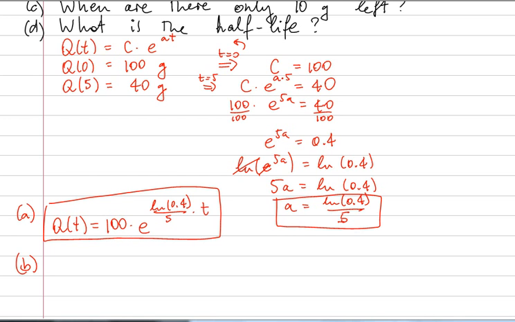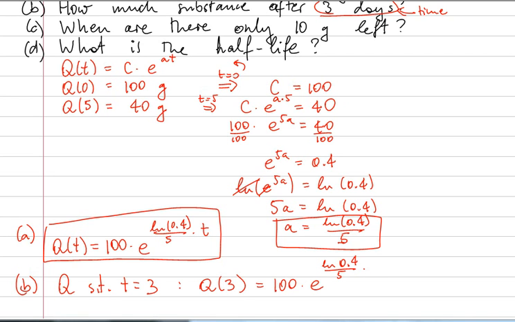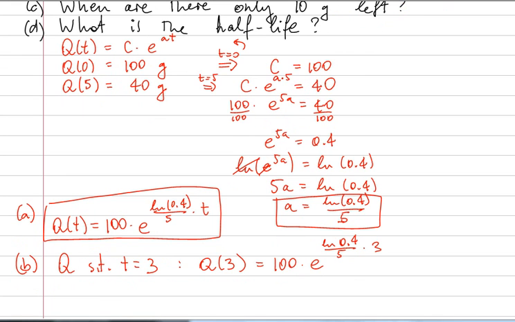Part B is asking how much substance after 3 days. So 3 days is time, and what we want to know, our unknown, is Q. So we want Q such that t is equal to 3. In other words, we want Q calculated at 3. So we just plug in. This is 100 times e to the ln 0.4 over 5 times 3. And you can plug it in the calculator to get the exact number of grams.